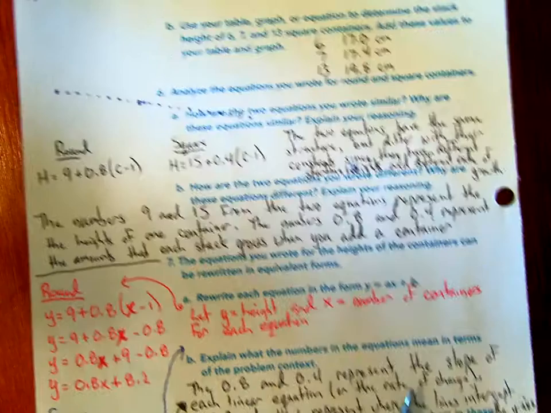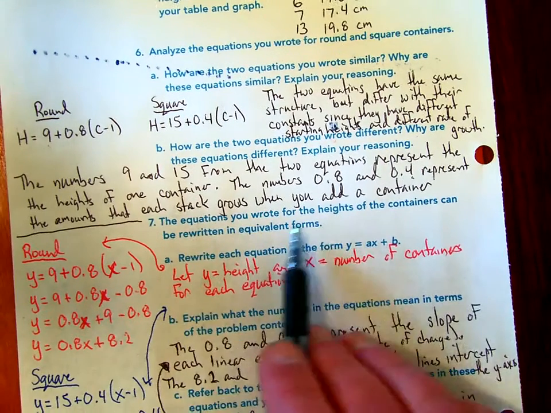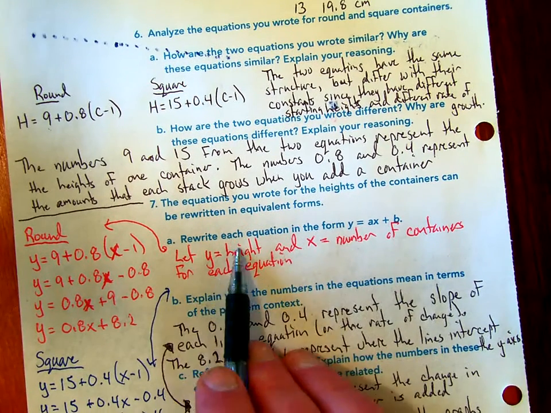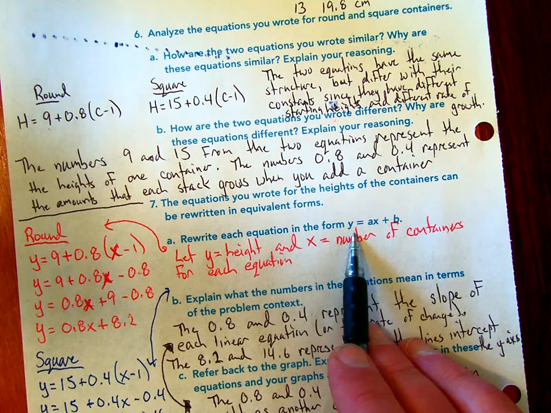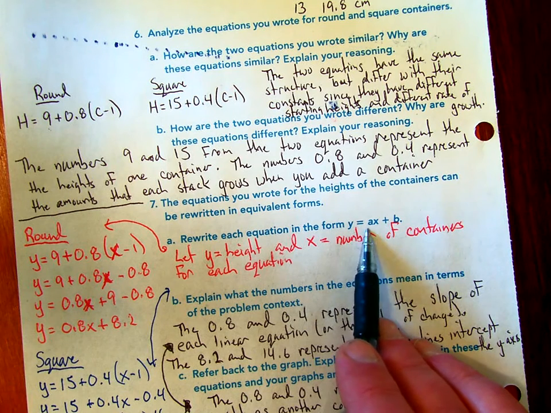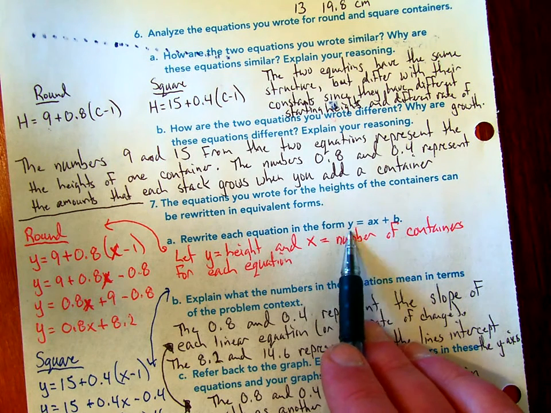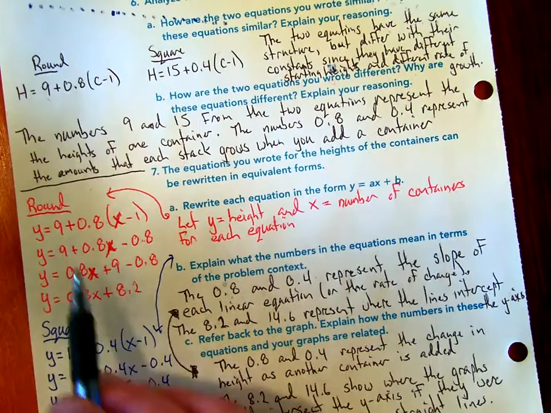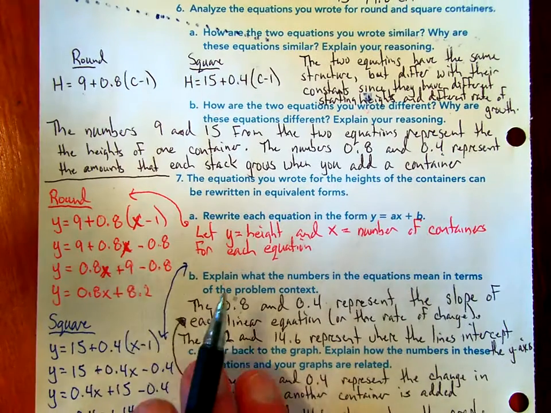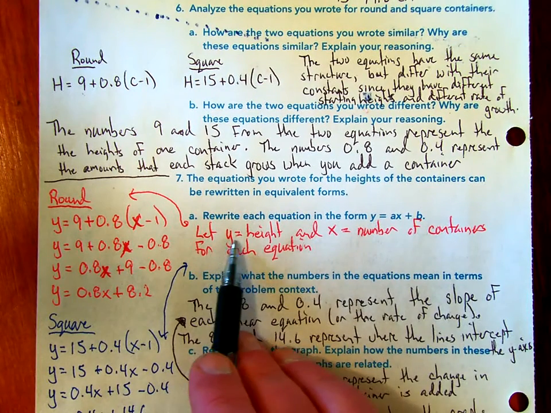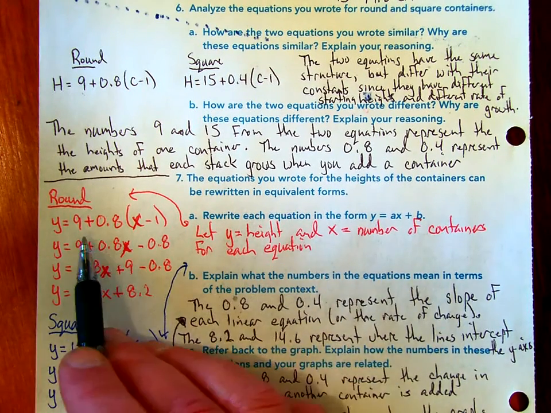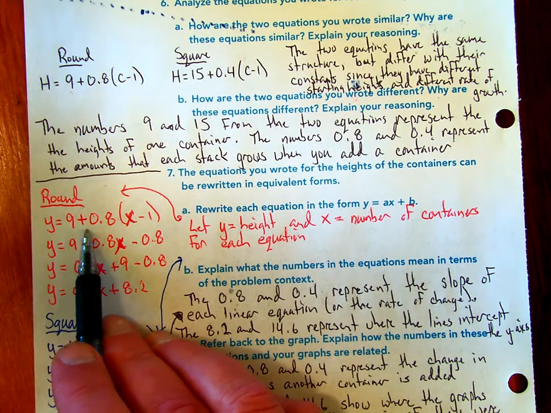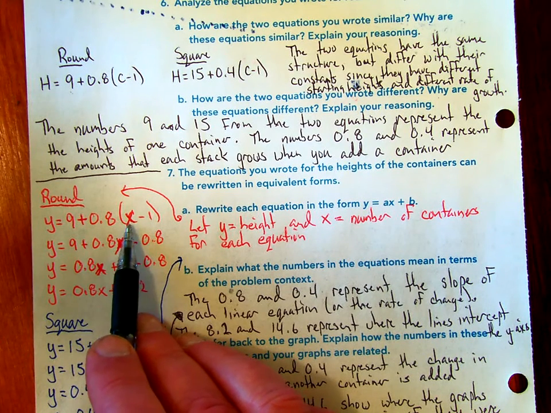The equations you wrote for the heights of the containers can be written in equivalent forms. Rewrite each equation in slope-intercept form. So y equals ax plus b, or output is slope times input plus starting value. So for my round container, I set it up right here. And again, for both of these, let y be height, x be number of containers. For round containers, output is 9 plus 0.8 times x, the number of containers after the first one.